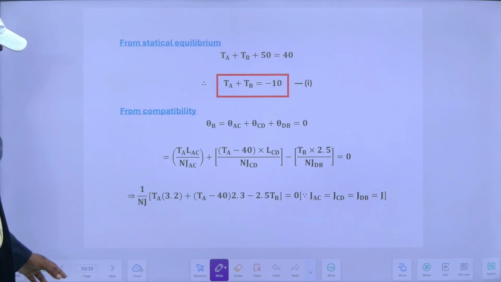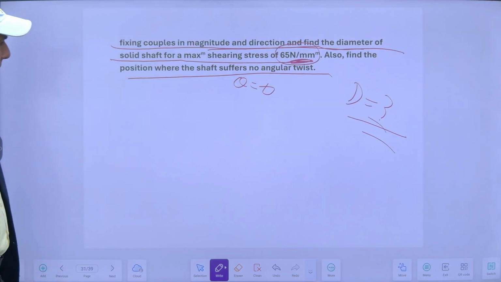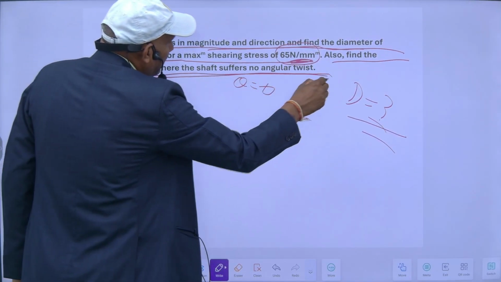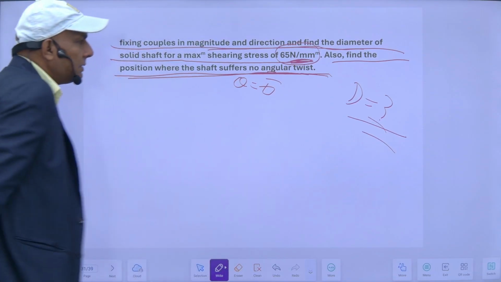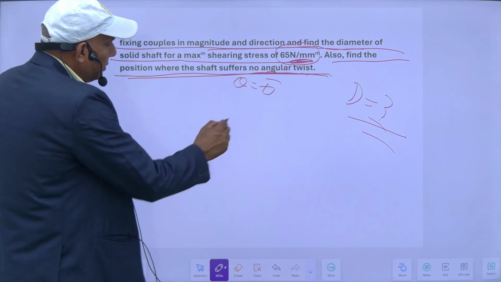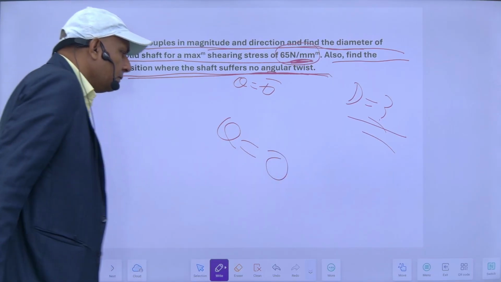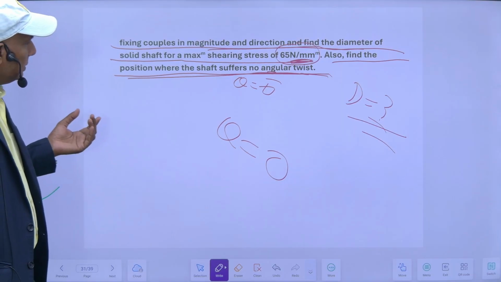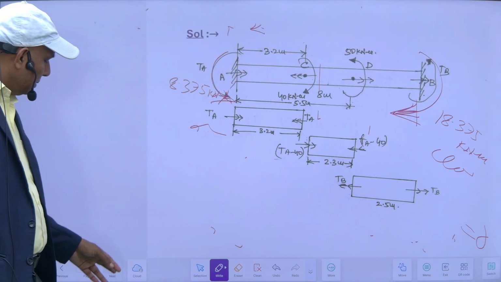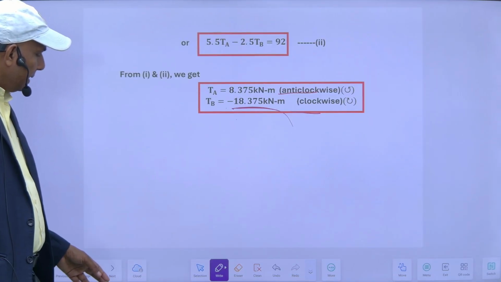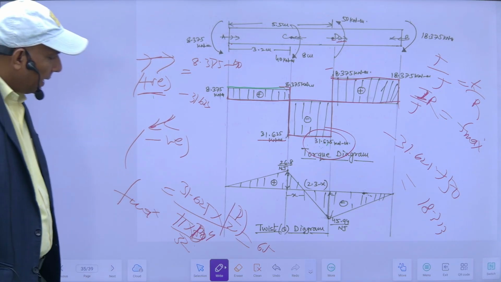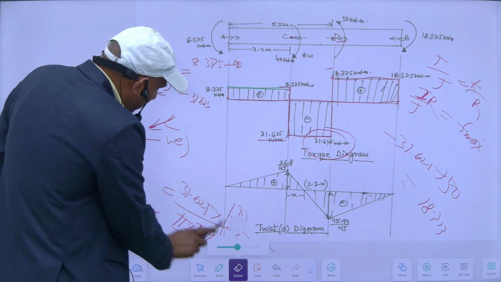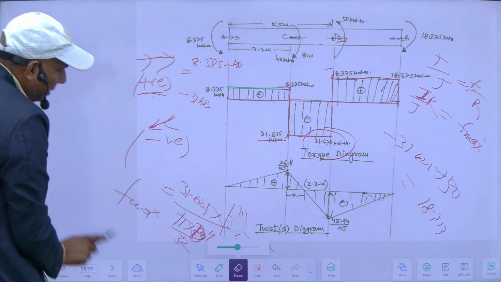Now the last thing which remains to be calculated is I have to find the position where the shaft suffers no angular twist. No angular twist means my angle of twist is 0. What is that location? What is that position? That I have to calculate. So for finding the position of the point where my angle of twist is 0, I have to draw the theta diagram, meaning the twist diagram. So let's see how it will be drawn.